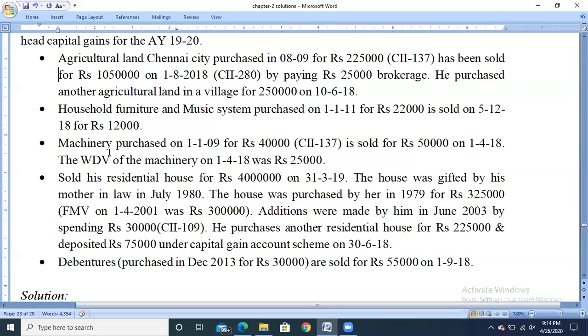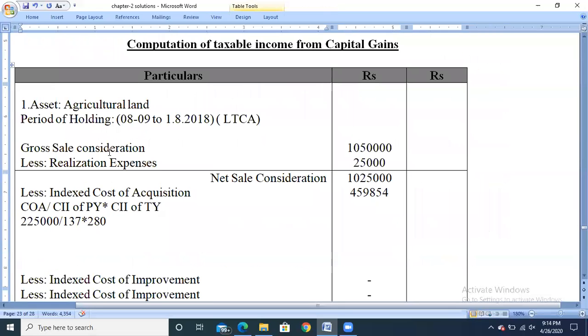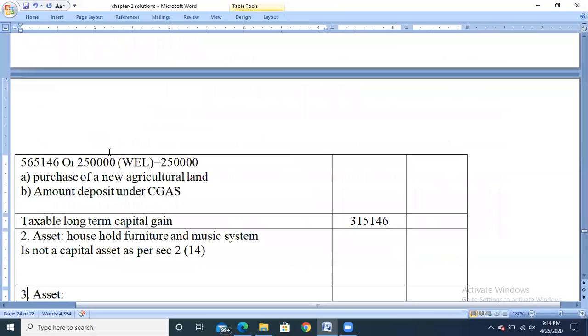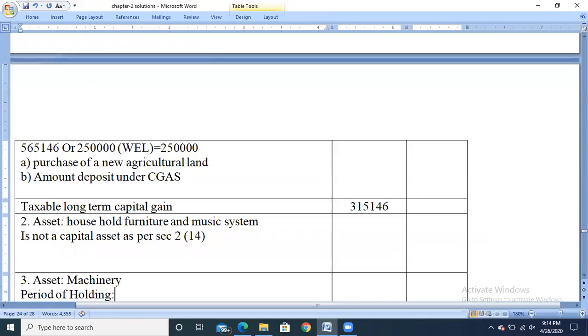So take the asset as machinery, and the period of holding: since it is a depreciable asset, it will always be treated as a short-term capital asset.